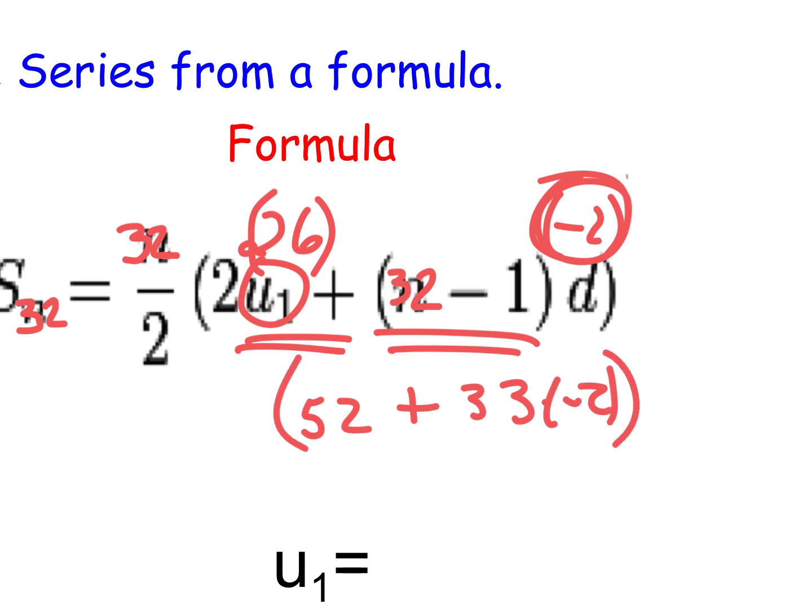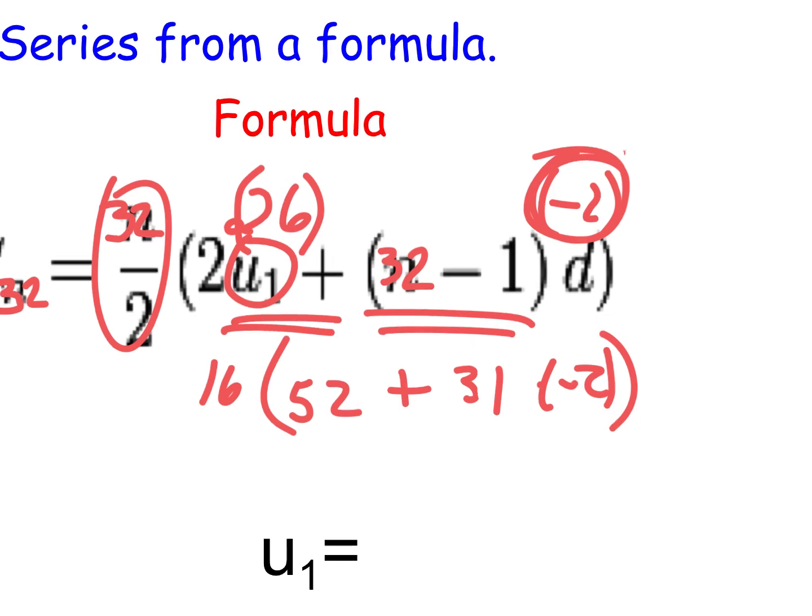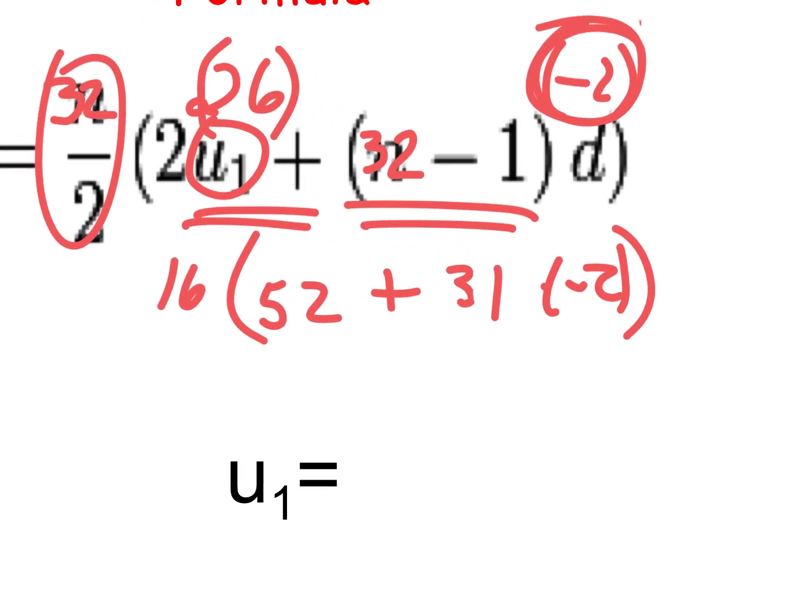I would do some of this in my head. 32 divided by 2 is 16. Okay, I believe there's enough people saying something's wrong. Aha, 32 minus 1 is not 33. I get it now. 31. There we go. And now I would do that much in my head, then I grab my calculator and do the rest. That's what I do.